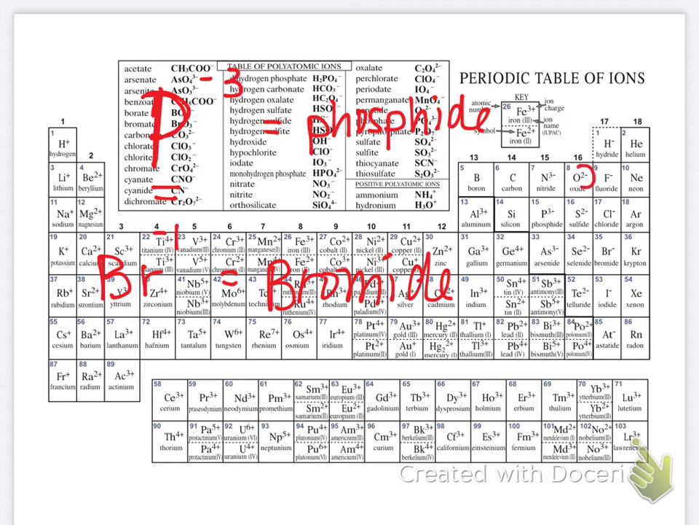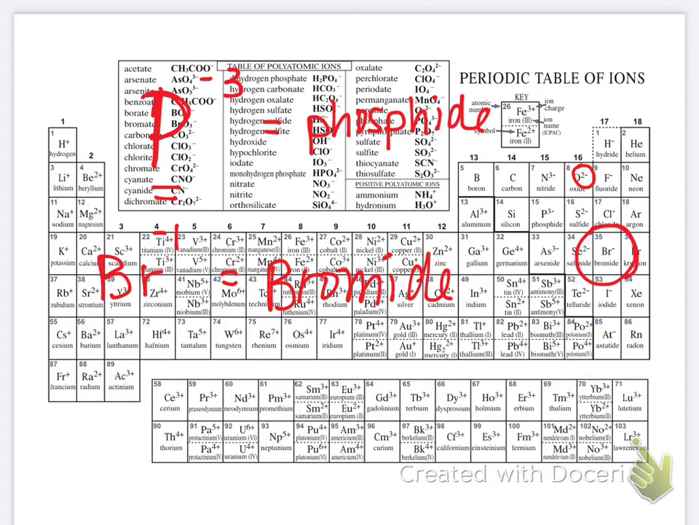Okay, I want to point out that on your periodic table of ions, it shows them as 2 minus, and I write them as minus 2. Those two things mean exactly the same thing, right? This is a 2 negative charge, and this is a negative 2 charge. They mean exactly the same thing. So I don't want you to be confused by the way that is written. But bromide is right here.